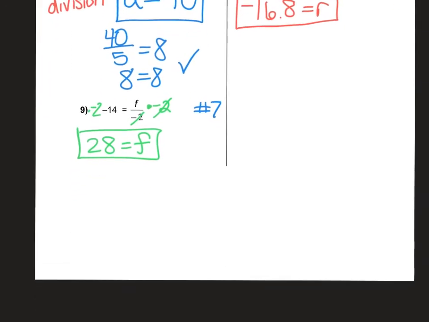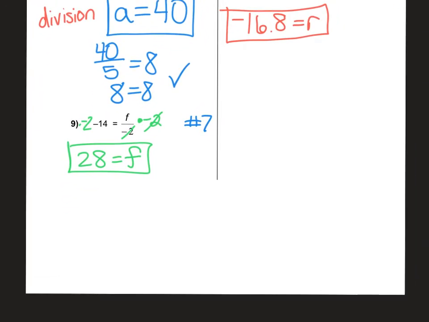On number 9, this was similar to number 7 because we were dividing. F divided by negative 2. The opposite of dividing is multiplying. So I multiplied each side by negative 2 to get the negative 2's to cancel out. So negative 2 times negative 14 equals 28. You can quickly check that mentally. 28 divided by negative 2, yes, it is negative 14.